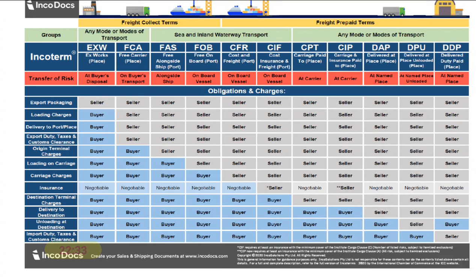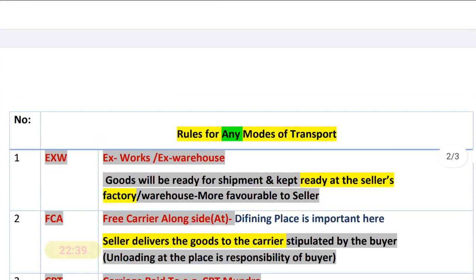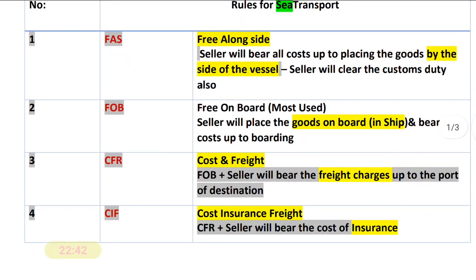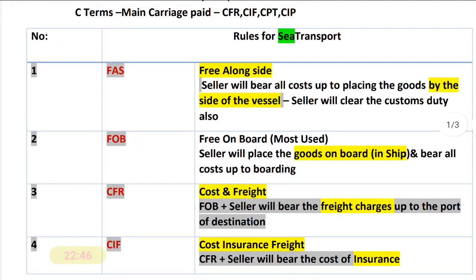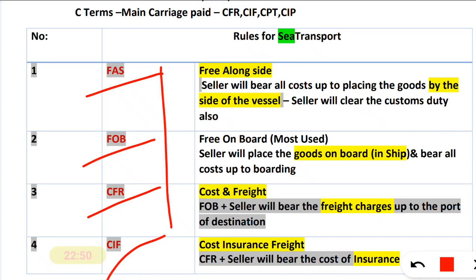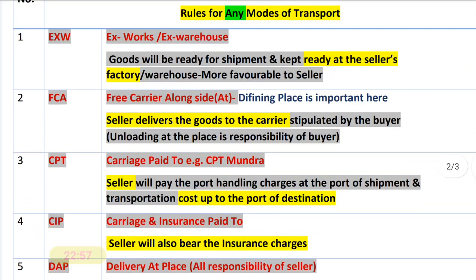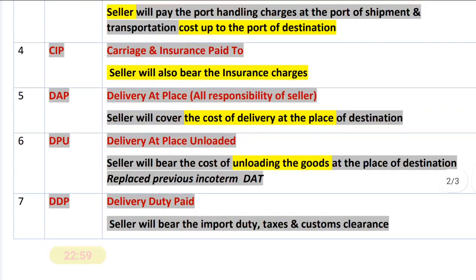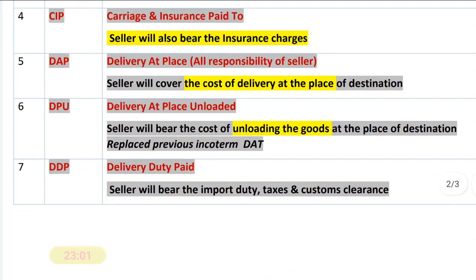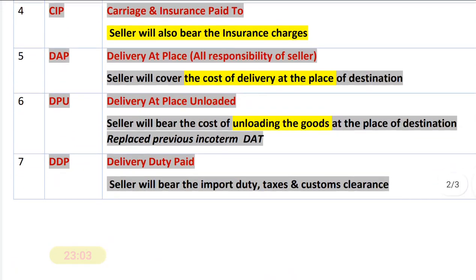Generally they are asking only four, right? So here the terms which are mainly used during sea transport or marine transport are FAS, FOB, CFR and CIF. So only four they are mainly asking. So those four you have to understand fully, right? And those seven you just go through. I know you have just gone through it and you will be getting more clarity. If you know the meaning of the term, you will get the idea.